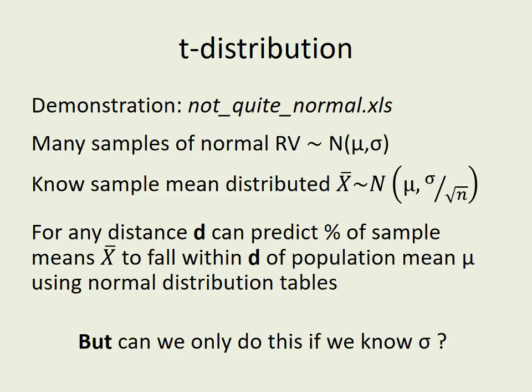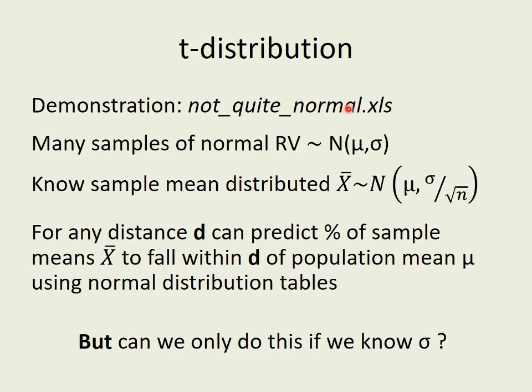Now we're going to look at the final distribution we have to consider, which solves an important problem. So we're on this demonstration here. The spreadsheet is not quite normal. And again, we're going to take lots and lots of samples of a normally distributed variable and look at how we can try and predict what's happening to the mean.